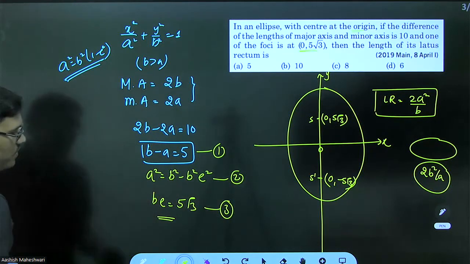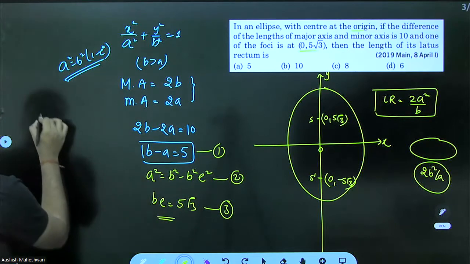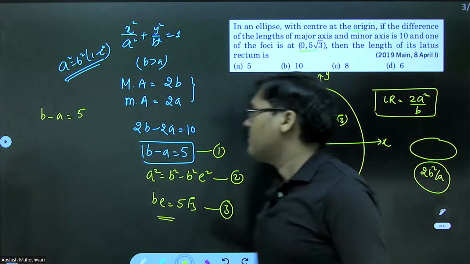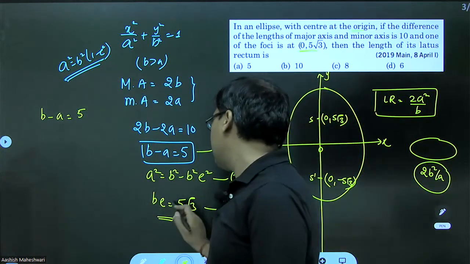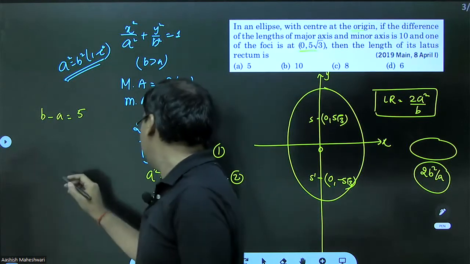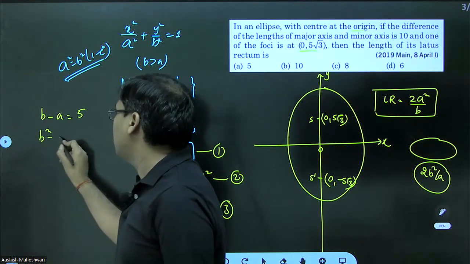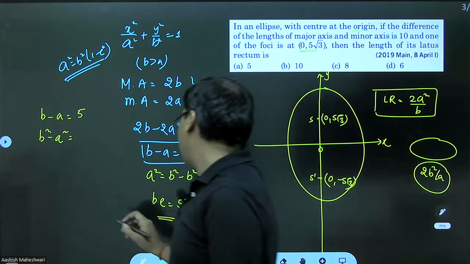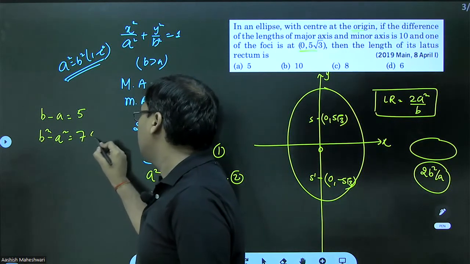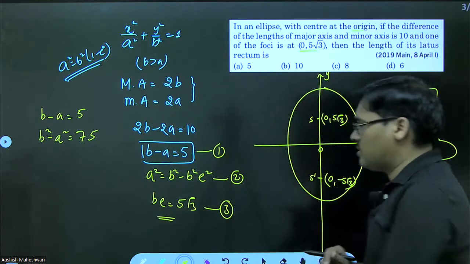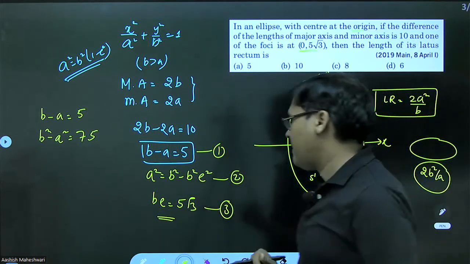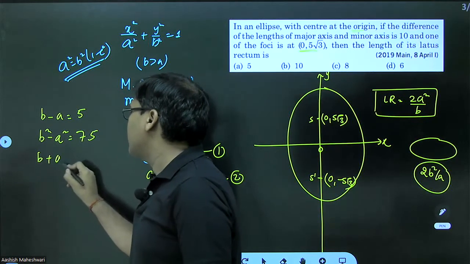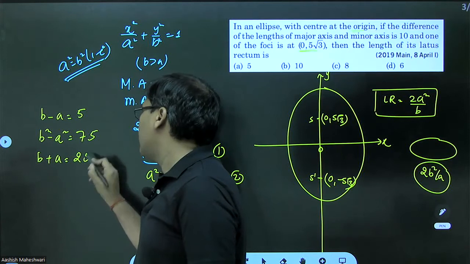So I'm just solving these equations now. So I can just put this here. This is b minus a is equal to 5. I'll come here, okay? And you can see if I put this here, this is b square minus a square. What is b square minus a square? This is 25 into 3, 75. Yes, this is b square minus a square, that is 25 into 3, right? So what is b plus a? You can say what is b plus a? This is equal to 20.